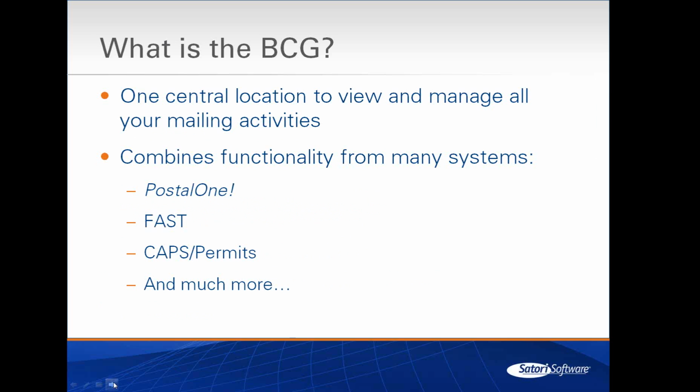You would go to the PostalOne website to check out your mailing reports and submit your eDoc. You would go to the FAST website to schedule your mail drops. You would go to another site to view your permit information, and yet another site to view all of your reports. And so it was a very disjointed world just a couple of years ago before the Business Customer Gateway was created. So actually the gateway was created as a centralized location, so you would have one login and you would be able to access all of these services at one time.